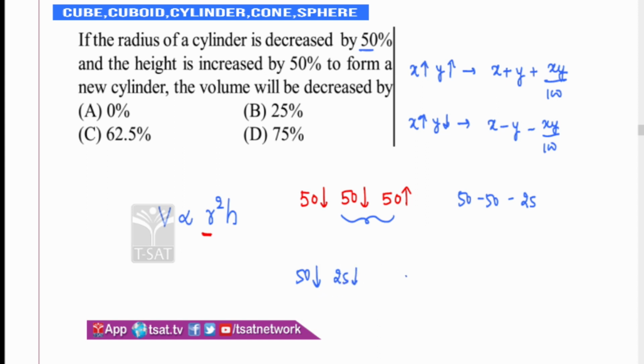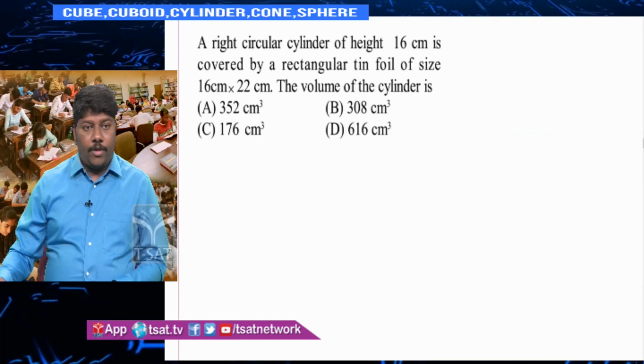Now, both of them are decreasing, so you can say minus 50, minus 25, plus 50 into 25 by 100, which is 12.5. So this is minus 75 plus 12.5, which gives you minus 62.5. What does this minus indicate here? This negative value indicates a decrease. So overall volume is decreased by 62.5%. You can do it in terms of fractions, or else in terms of percentages. Now look at the next one.